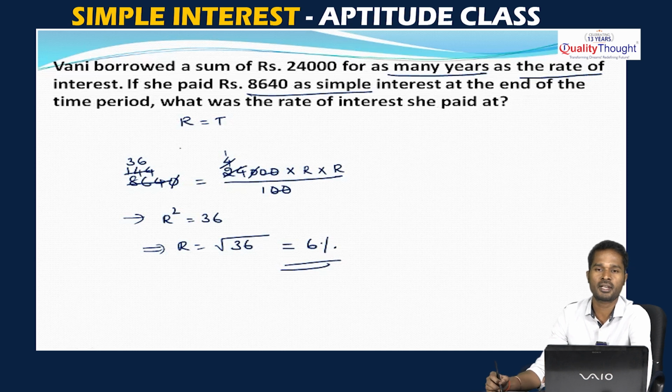So, rate of interest and time period are given and they are equal, that is what he said. So, R is nothing but T. So, in the place of T also I substituted R. So, simplify the things, R square is 36, R is 6%. So, the rate of interest is 6%. If the question asks what is the time period, time period is also 6 years. So, time period is 6 years, rate of interest is 6%.